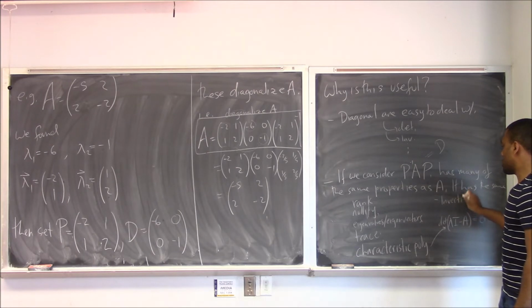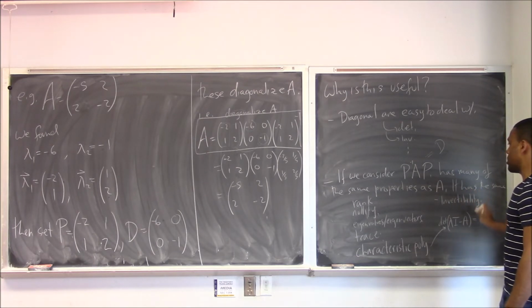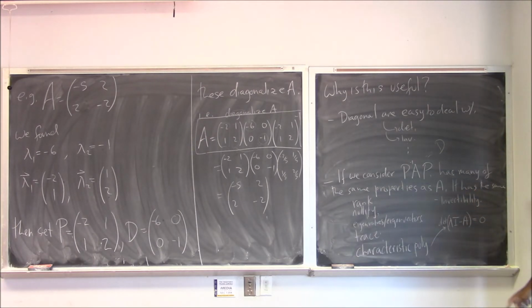Invertibility. In the sense that you can now realize that an n by n matrix is invertible if and only if all its eigenvalues are non-zero. Right? That's one way you can describe an invertible matrix.